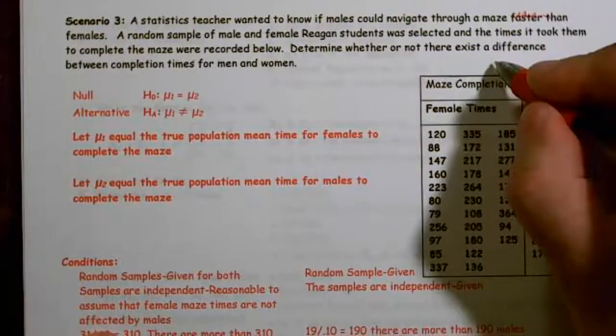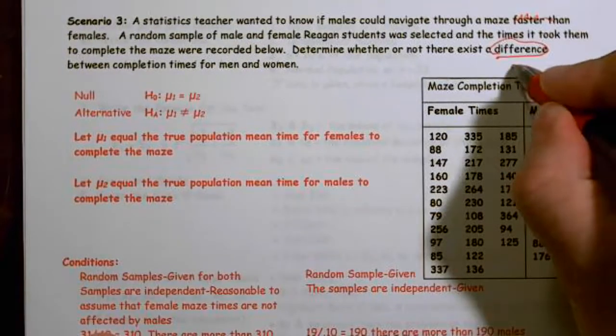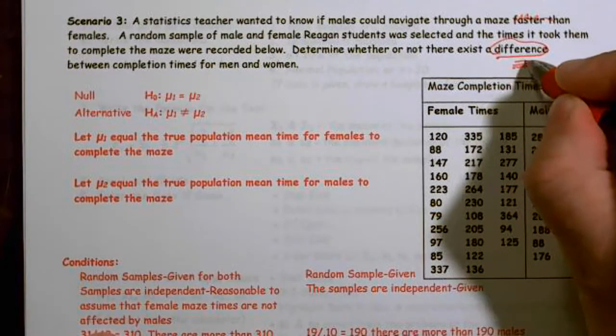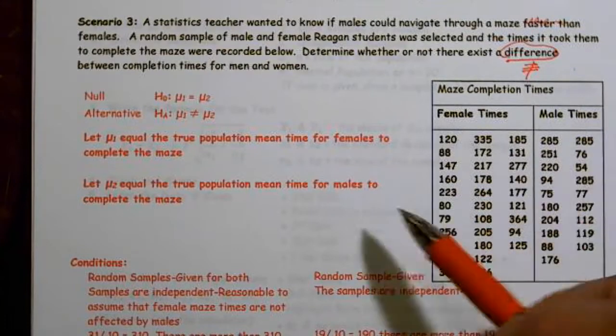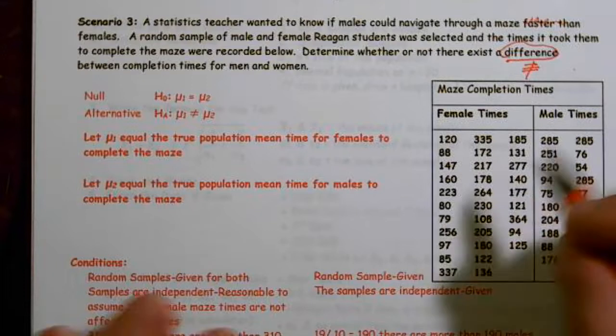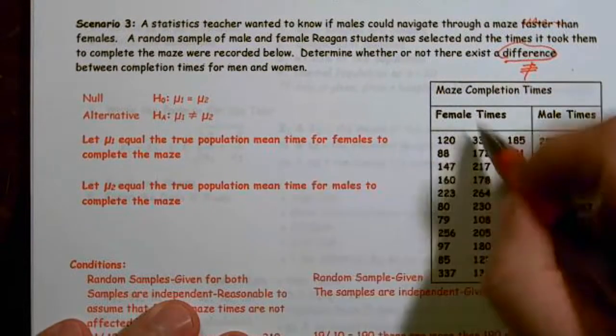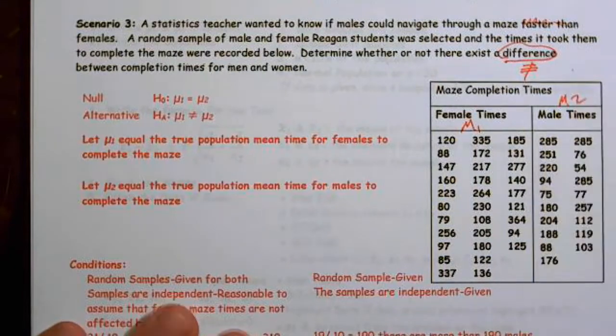Here's why I changed that, guys. They're looking for a difference, and whenever we see the word difference, we know it's a not equal situation between completion times for men and women. Let mu equal the true population mean for females. So mu1 is the females, and mu2 is the males.